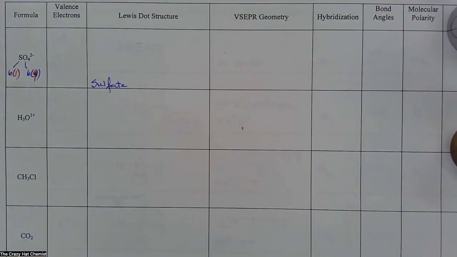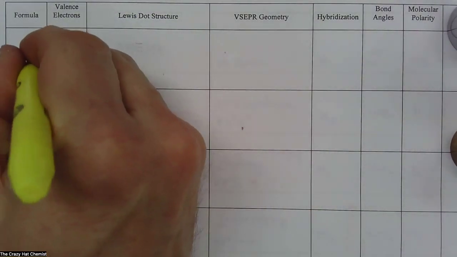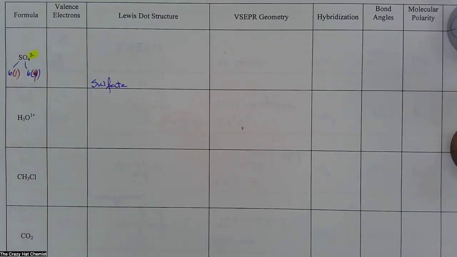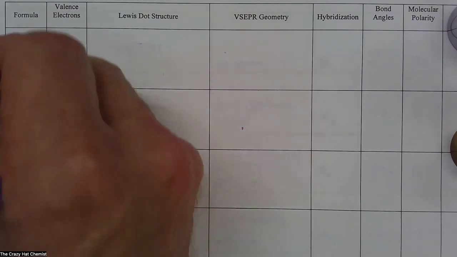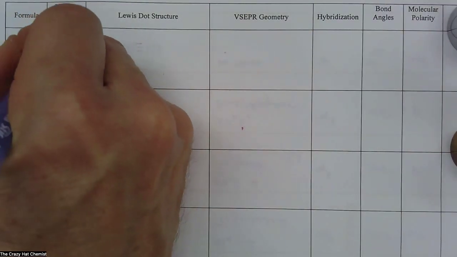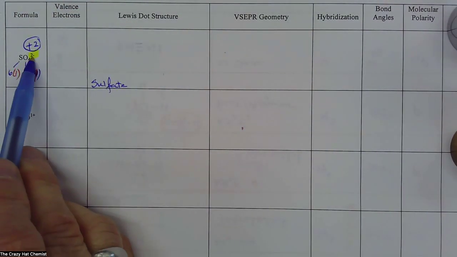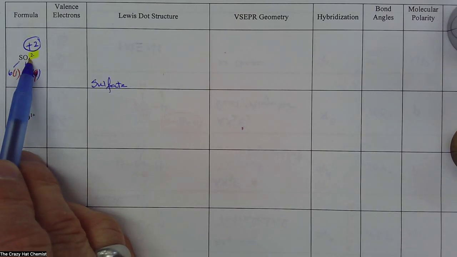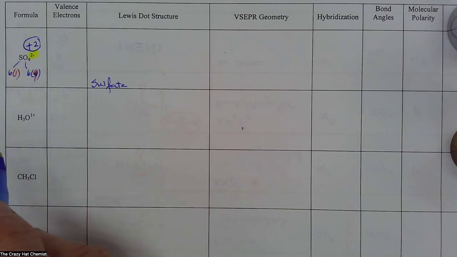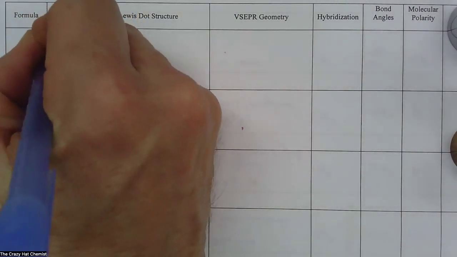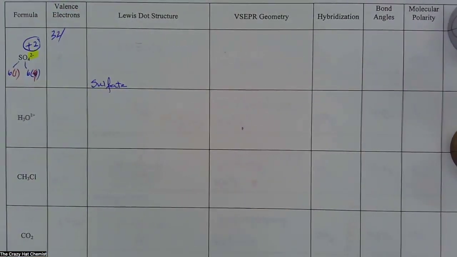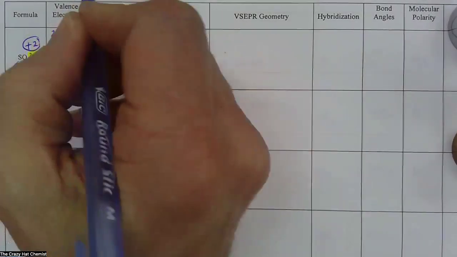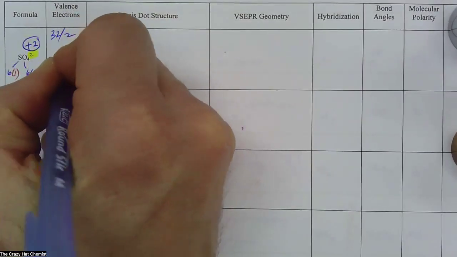And then we have this 2 minus. Now we are counting up electrons, and electrons are what charge? They are negative. So we are going to add for however many charges we have. Since we have a 2 minus charge, we're going to add 2. That means we have a total of 32 electrons. And remember, the crazy hat chemist can't actually count, so we're going to divide by 2, and that will be 16 pairs.